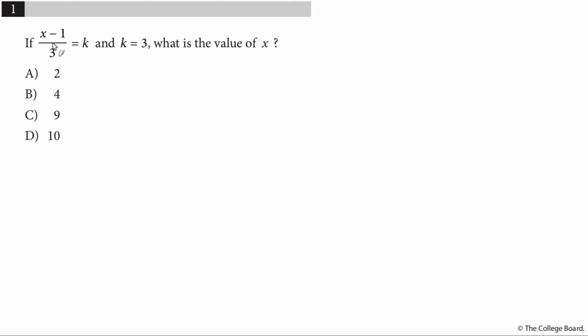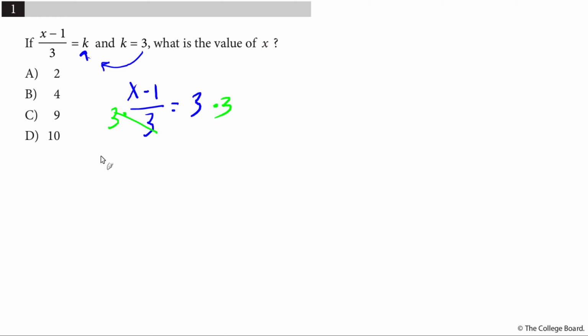In this problem, if x minus 1 over 3 is equal to k and k equals 3, what is the value of x? So as a math teacher, the way I would attack this problem is I would just replace this value of k with 3 and get the equation x minus 1 over 3 is equal to 3. And now I can solve this two-step equation. I want to isolate x. There's a minus 1 and divided by 3 in the way. So I will multiply both sides by 3.